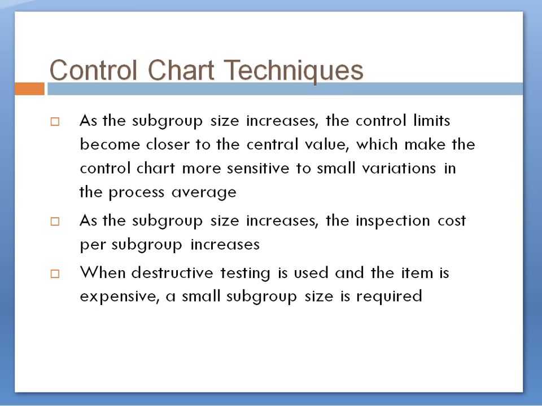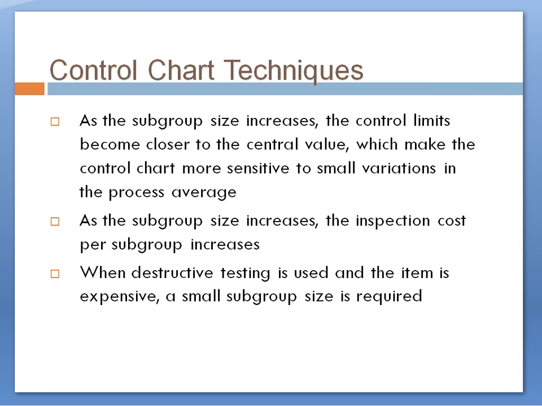So one of the techniques of the control chart is that as the subgroup size increases, the control limits become closer to the central value, which makes the control chart more sensitive to small variations in the process average. And this is true for everything that we do. If we use a larger sample size, we're going to get closer to our population, and that will help us obtain more accurate information about the population. Sometimes that is possible, sometimes not. So you have to understand that.